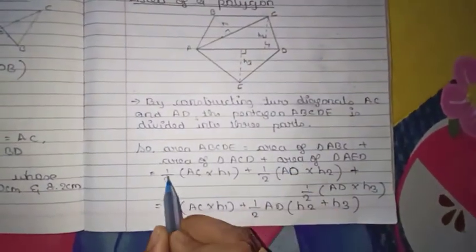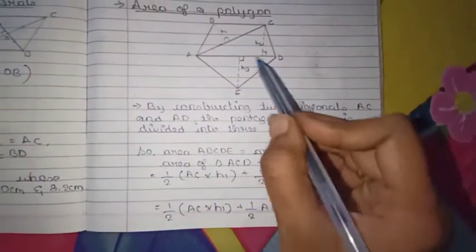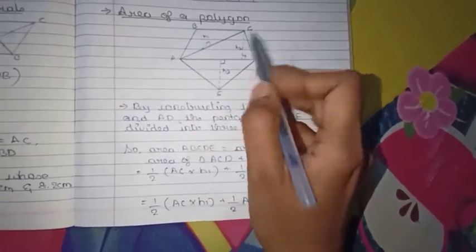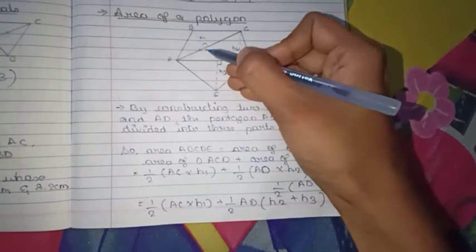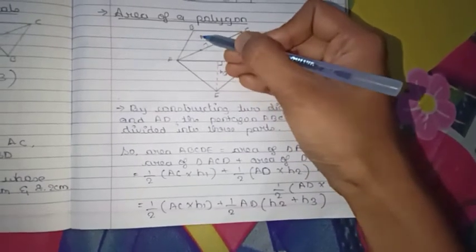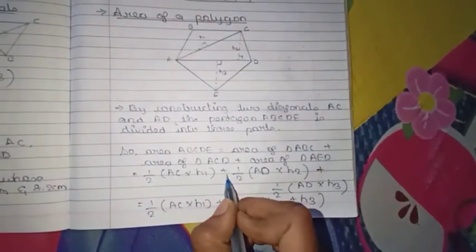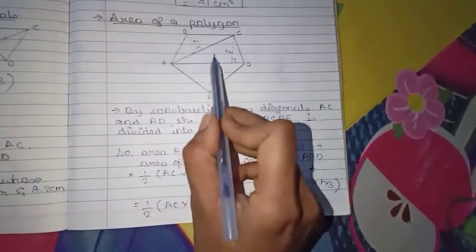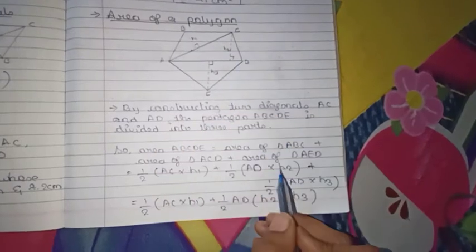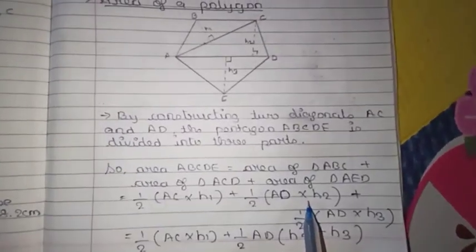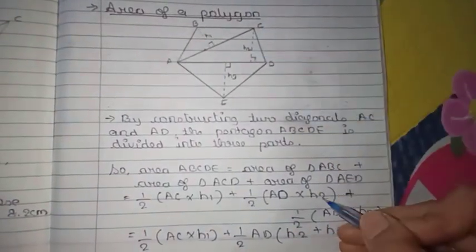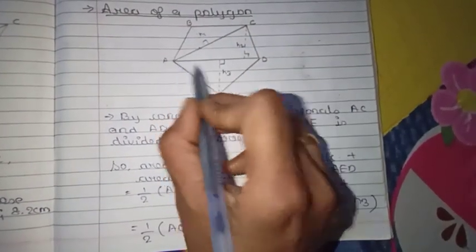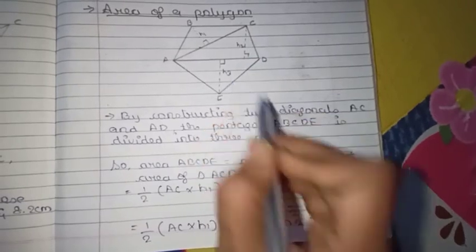The area of the triangles will be half into AC, that is the base of the first triangle, multiplied by height. Height is h1 here. I have taken h1 for height of the first triangle. Then plus half AD, second triangle. What is the base for second triangle? This is the base, so AD multiplied by what is the height? h2. So multiply by h2, plus third, half into base AD again here, multiplied by h3.